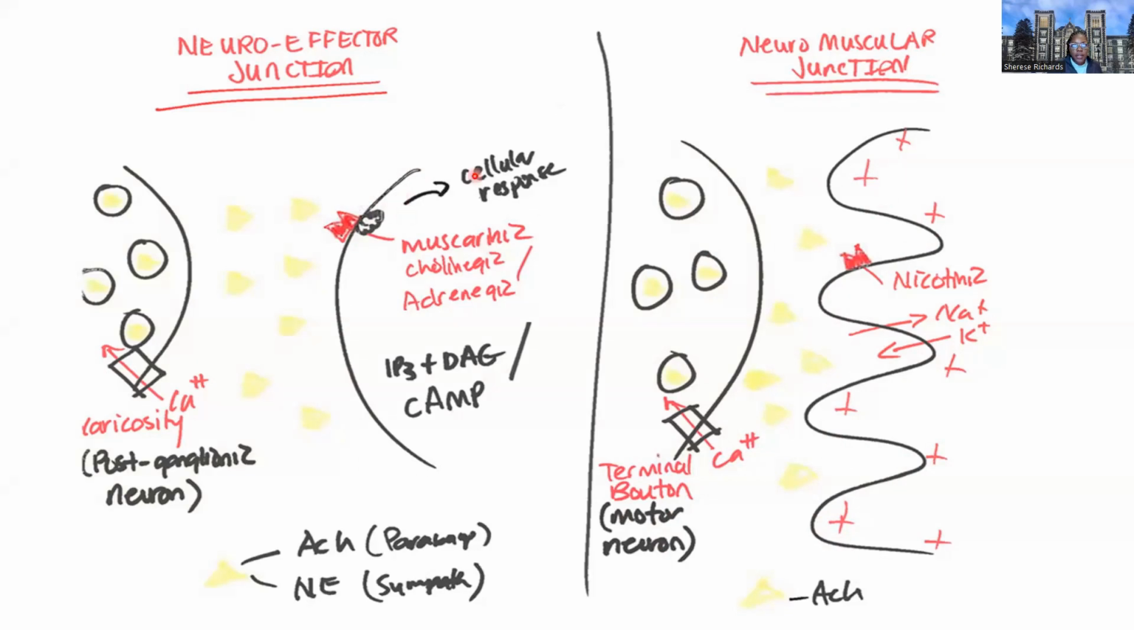Let's talk about the neuroeffector junction and the events here. Calcium enters the varicosity, resulting in the docking of vesicles and the dumping of the neurotransmitter, and this can be different. The neurotransmitter here can be acetylcholine if we're thinking about a postganglionic neuron on the parasympathetic side, or it can be norepinephrine if we're thinking about one on the sympathetic side.